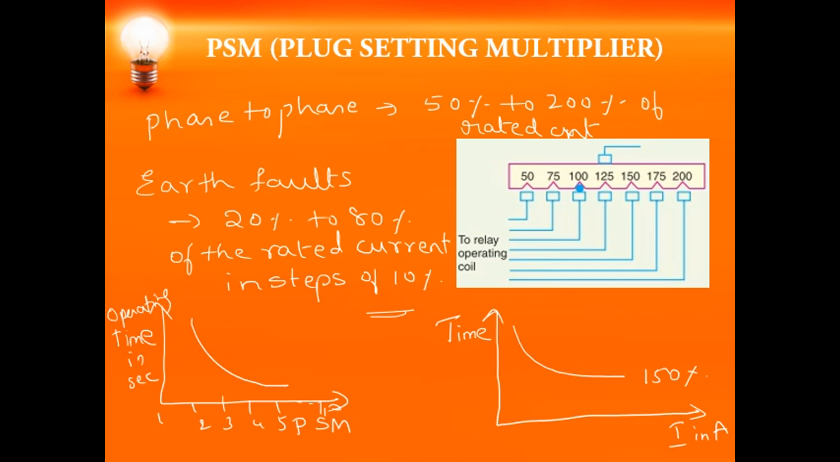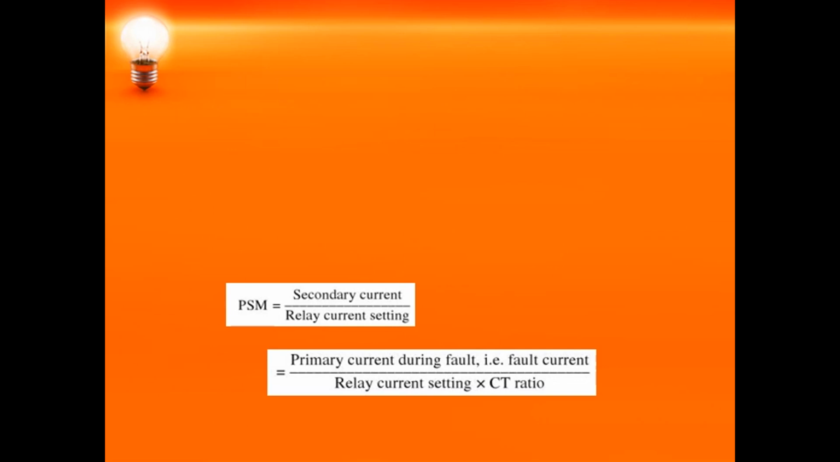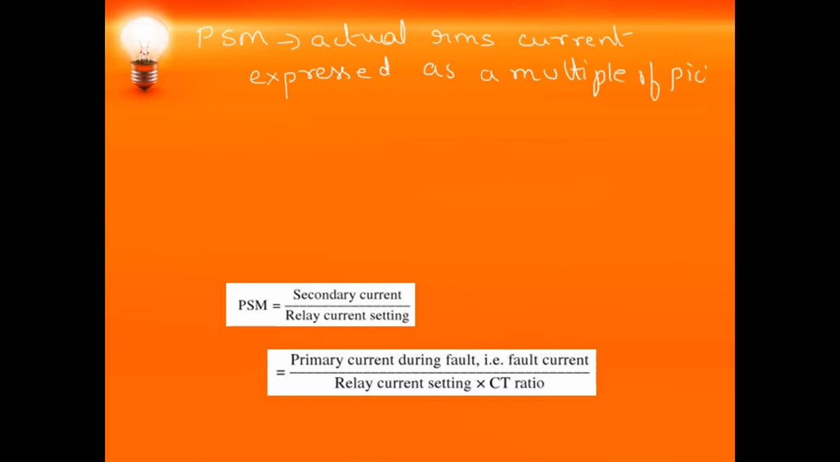So what is this plug setting multiplier? The actual RMS current which is flowing in the relay, expressed as a multiple of the set current, is known as the plug setting multiplier. So here the plug setting multiplier is nothing but the actual RMS current which is flowing in the relay expressed as a multiple of the pickup value.